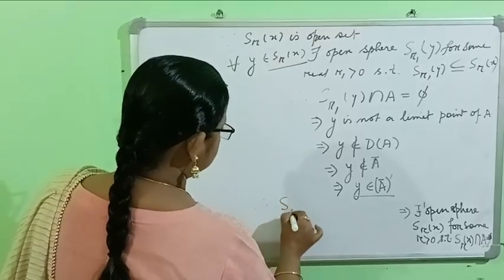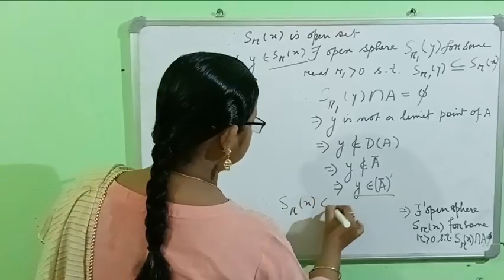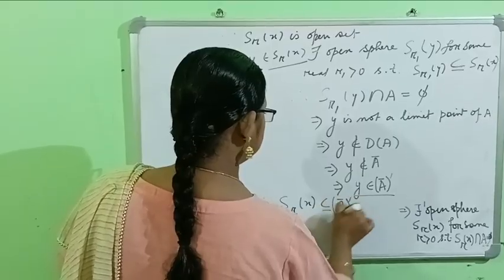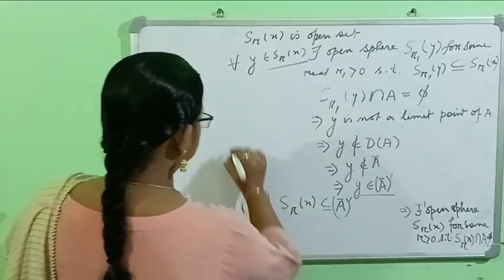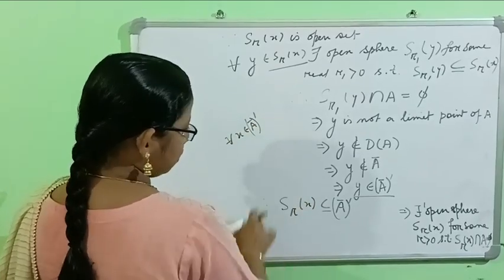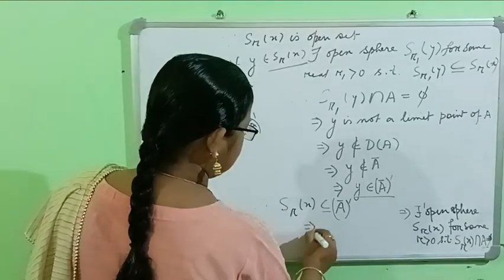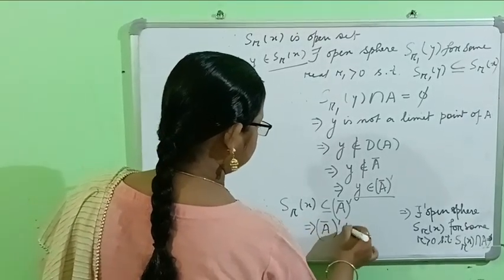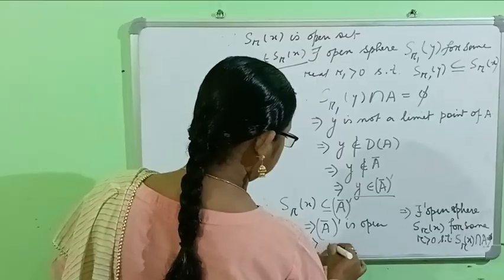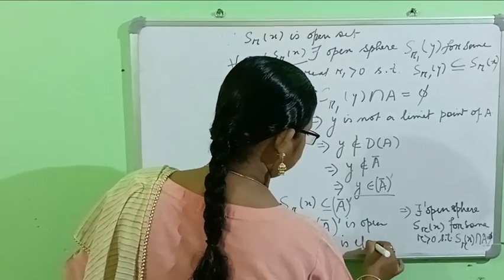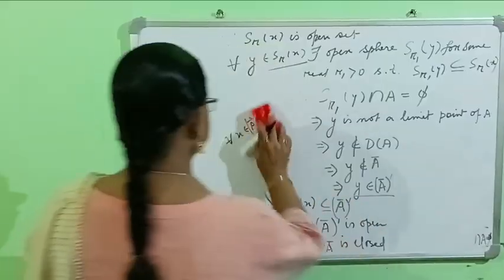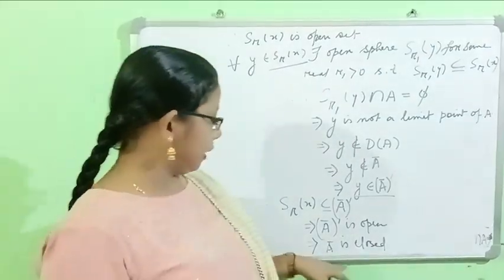Therefore, this open sphere S_r(x) is a subset of the complement of A closure. For every point in the complement of A closure, we can draw an open sphere contained in this set. That means our set is an open set. When the complement is open, the set is a closed set. We have shown that A closure is closed.